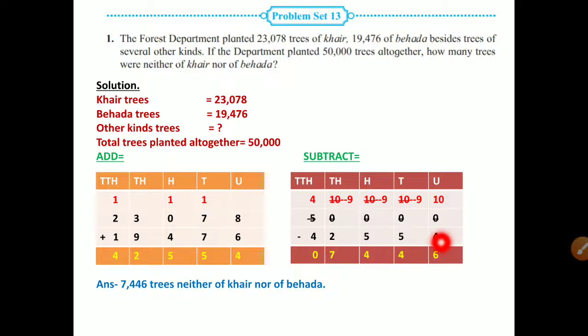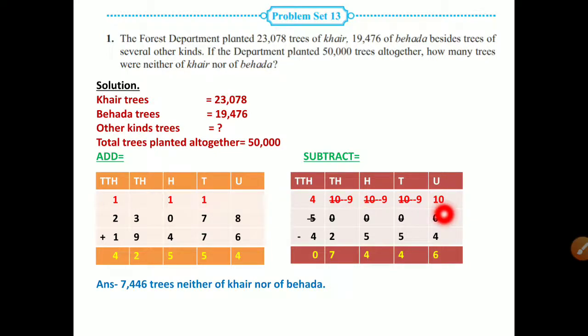0 minus 4 not possible. We will borrow from 0. This is again 0, 0, 0, 5. So we will borrow from 5. This will become 4. This will become 10. We will borrow 1 from 10, so it will become 9. 10. We will borrow 1 from 10, that becomes 9. Again 10, we will borrow 1 from 10, 9.